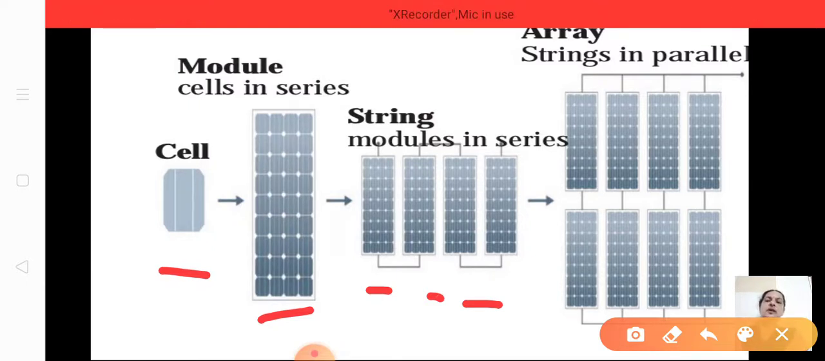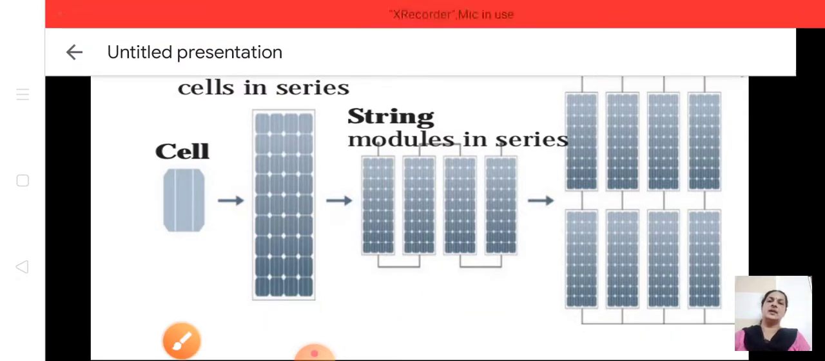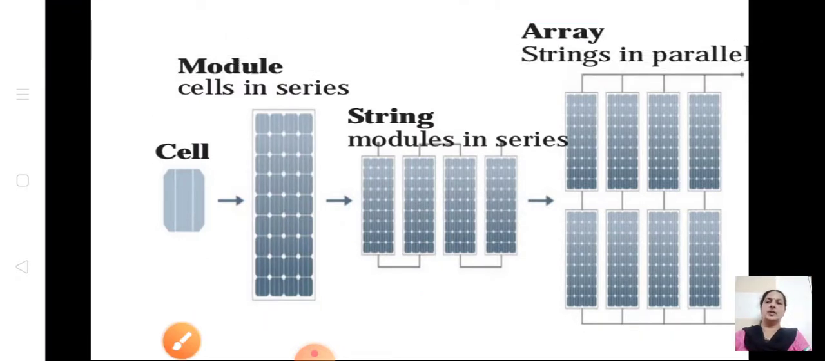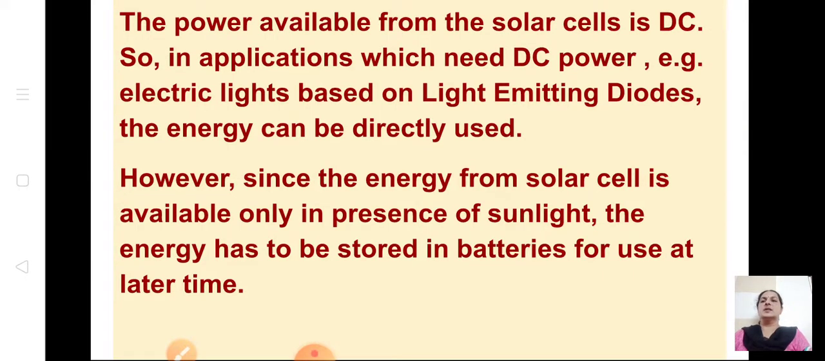Okay, so when you connect like this, you will get enough electric current as well as the potential difference required. The power available from the solar cells is DC. I already told you, the electric power from the solar cells is DC current, not AC. So appliances which need DC power, that means LEDs, we need only DC current, so it can be used directly in LEDs.